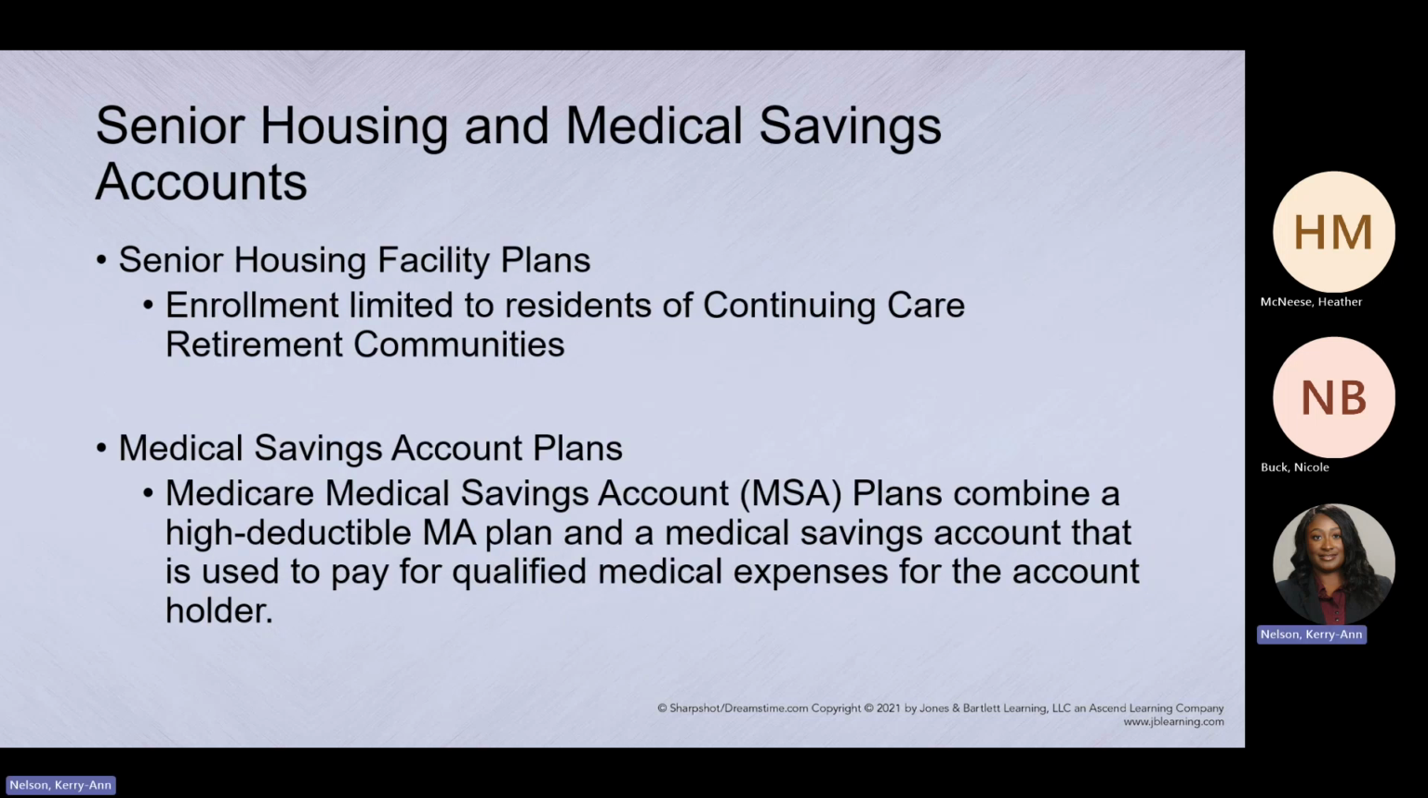With senior housing facility plans, enrollment is limited to residents of continuing care retirement communities. There's also the medical savings account plans. And this is a plan that combines a high deductible MA plan and a medical savings account that is used to pay for qualified medical expenses for the account holder.